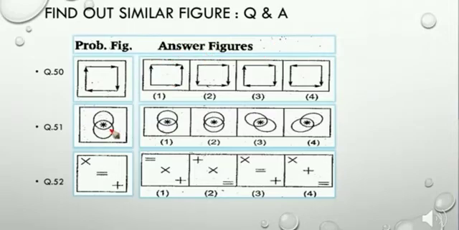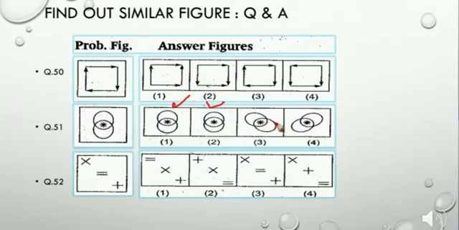Let's go to the next question, question number 51. There is a problem figure given and there are 4 answer figures given. We need to find which of the answer figures is exactly same or similar to the given problem figure. We see in the problem figure there's a circle, there's another circle inside that, and there is a figure given. Let's check in option 1, yes, this is exactly similar. In option 2 also it is looking similar.